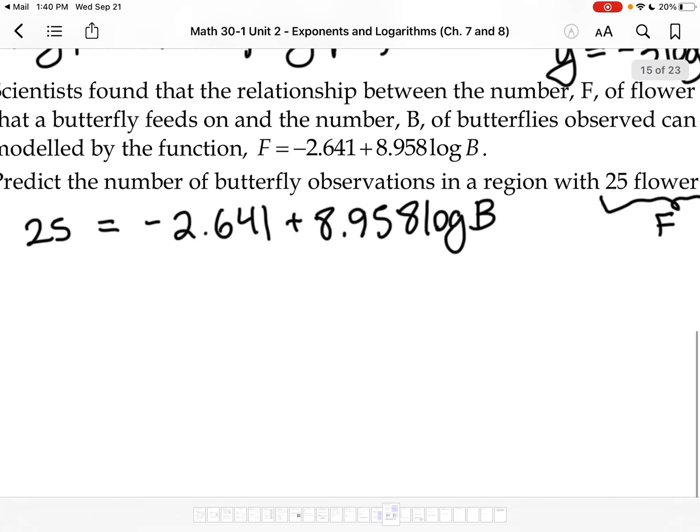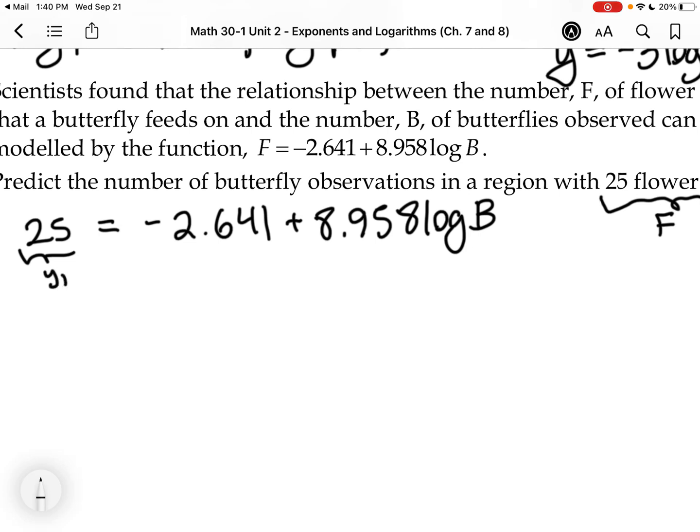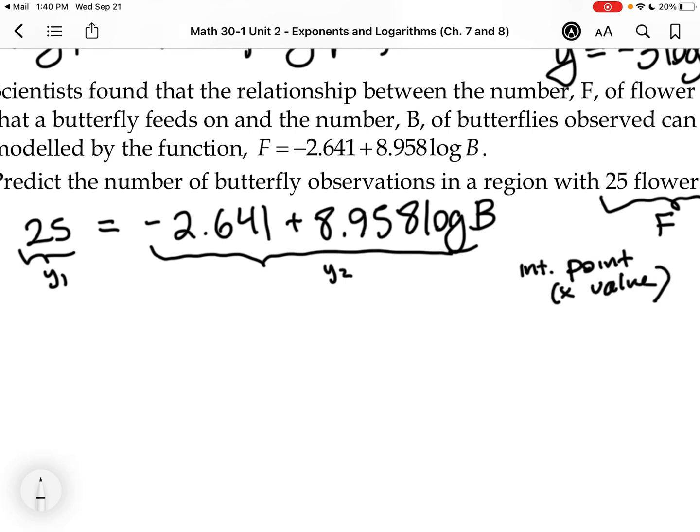Now, what you can do here is graph this as y1, and this as y2, and then get the intersection point. You're looking for the x value. We have done that a lot, so I'm not going to go through that right now. What I actually want to do is show you how you can also solve this one algebraically, because that could be an expectation too.